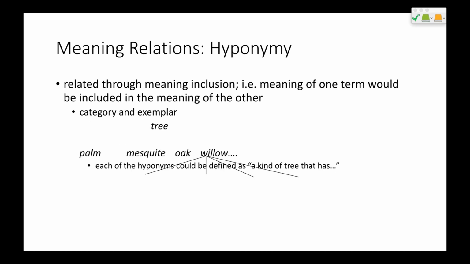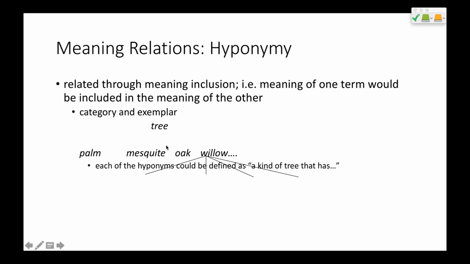There's also hyponymy. So in hyponymy, they're related through inclusion. So we've got a goofy thing here. I'm not really quite sure why this tree is not looking the way it's supposed to. But if we look at it, we've got a tree, okay, which is the category, and then the exemplars are, for instance, palm trees, although technically a palm is not a tree, it's a grass, but we'll leave that alone. There's mesquite, there's oak, and willow. So all of them can be defined as a kind of tree that has.